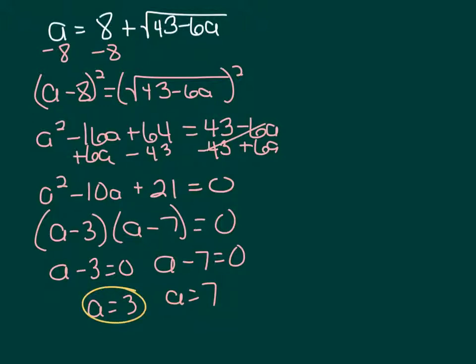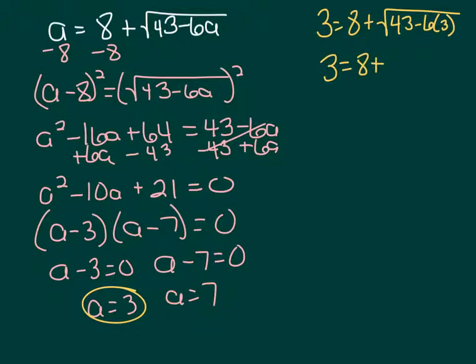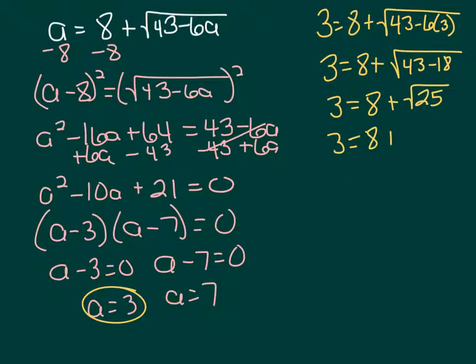Now we need to check each of these. We'll do the 3 first. So 3 should equal 8 plus the square root of 43 minus 6 times 3, which is 18. So 3 equals 8 plus the square root of 43 minus 18. 3 equals 8 plus the square root of 25. And the square root of 25 is 5. So 3 equals 13. That is not true. Does not work.